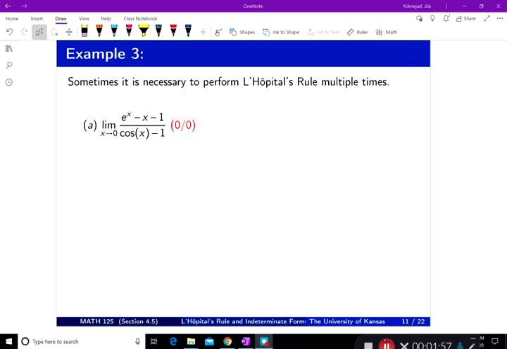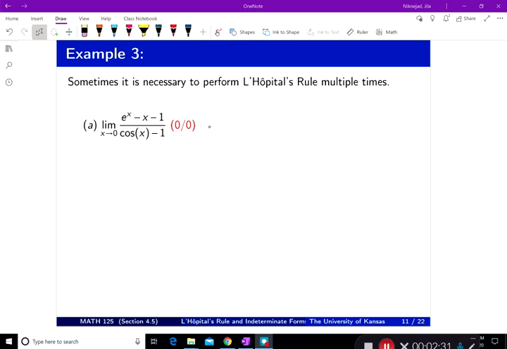Different scenarios can happen with L'Hopital's rule. One scenario is that you have to do L'Hopital's rule multiple times to end up with the right answer. Here, the limit as x approaches 0 of e to the power x minus x minus 1 over cosine of x minus 1. If I plug in, I get the 0 over 0 form.